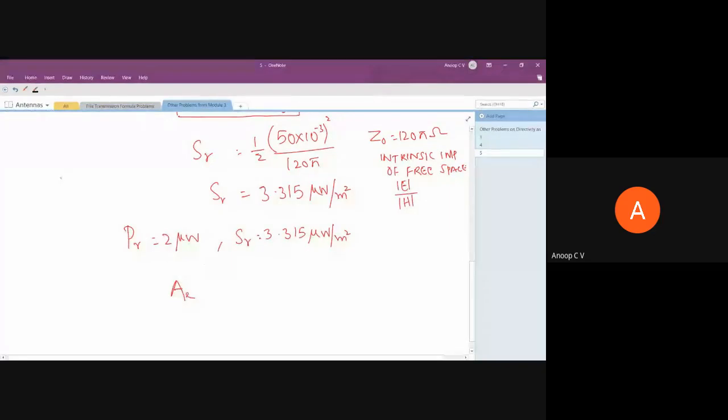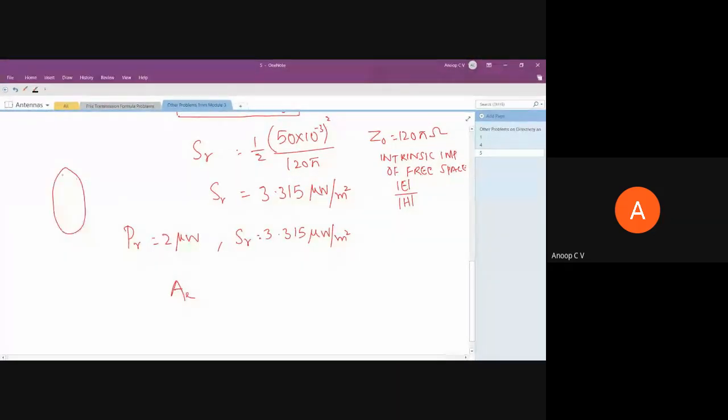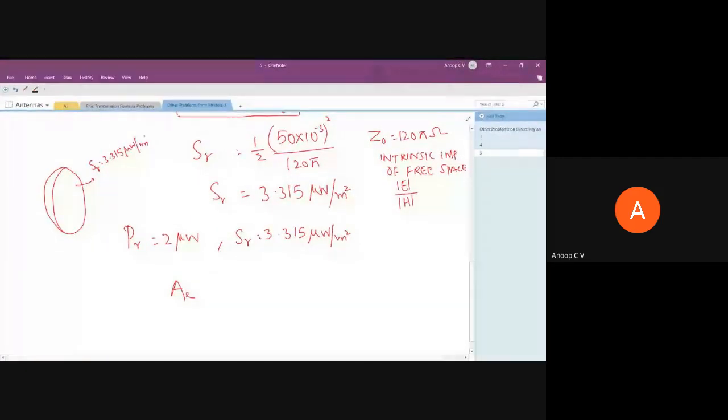Effective aperture once again. So this antenna has some aperture, and I have a power density. SR is equal to 3.315 microwatt per meter square, which means if the effective aperture is 1 meter square, it will deliver 3.315 microwatts of power, right?